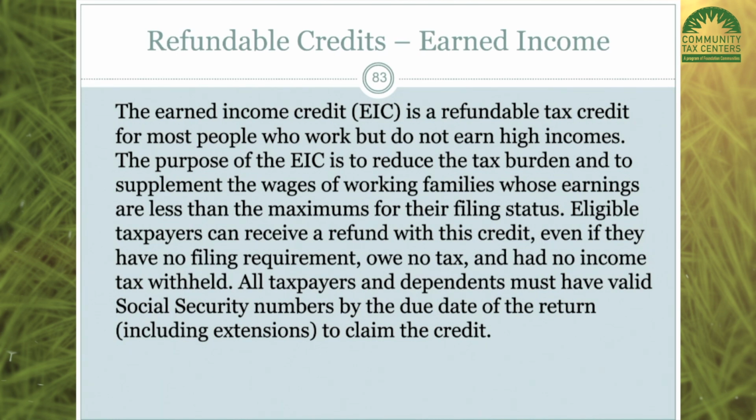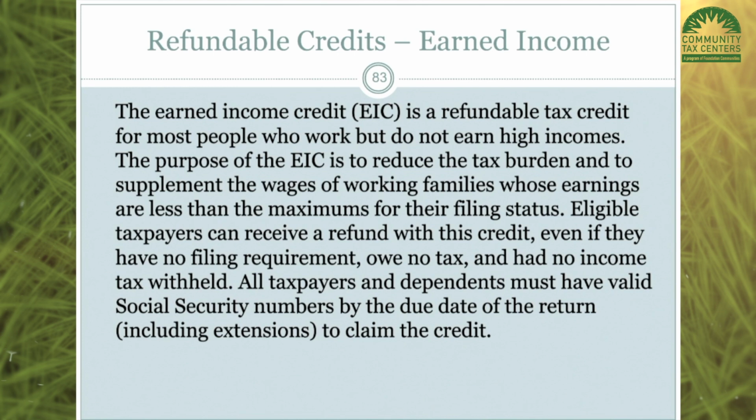Eligible taxpayers can receive a refund with this credit even if they have no filing requirement, owe no tax, and had no income tax withheld. All taxpayers and dependents must have a valid Social Security number by the due date of the return, including extensions, to claim the credit. So this goes back to who must file, that chart D, who should file. A person, even though they do not have a filing requirement, will want to file a tax return if they have a qualifying child that's going to get them the earned income credit. We would recommend that they file a tax return.